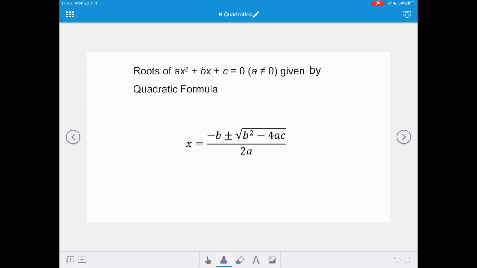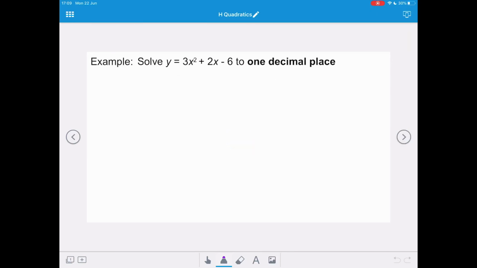Now the roots of ax squared plus bx plus c equals 0 when a isn't 0 are given by the quadratic formula, which is x is equal to negative b plus or minus the square root of b squared minus 4ac all over 2a. And this is not given on the higher formula sheet, so you need to remember it. So if we want to solve y equals 3x squared plus 2x minus 6 to 1 decimal place, the 1 decimal place is a clue that we're going to have to use our quadratic formula.